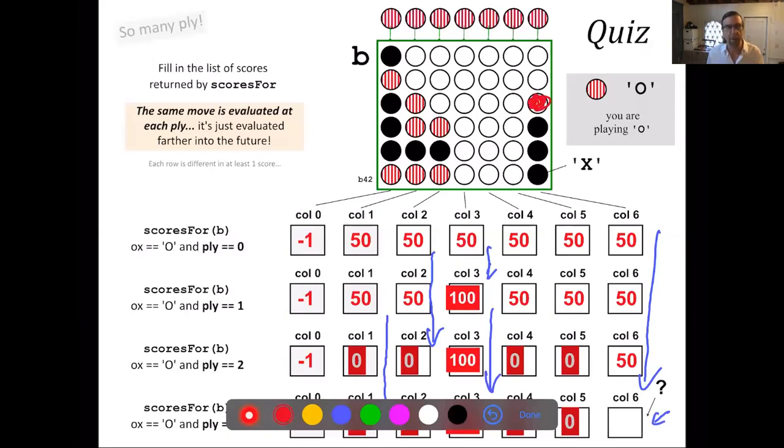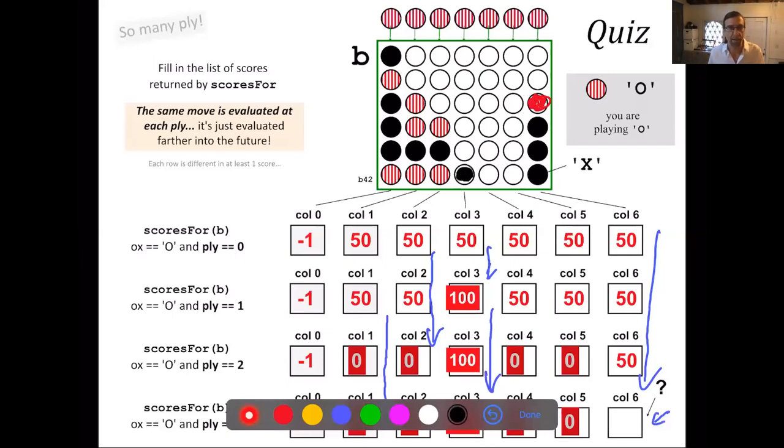Now my opponent, who is capable, since this is ply three, now I'm thinking about playing an opponent against an opponent who's playing ply two. A ply two opponent will either win if they can or block a win. Well, here, they're going to block a win. They're going to block this win down here, column three.